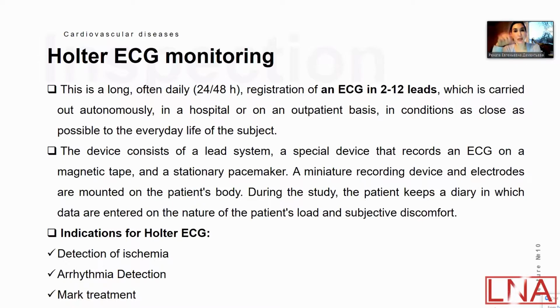Also, there is a special button, and with this button the patient can press during uncomfortable feelings, and it will be marked for you as a moment of disturbance for the patient, and you can consider this moment with the time on the ECG. So such indications for Holter ECG you have to know: detection of ischemia, arrhythmias of different types, and assessment of treatment. Sometimes you can do Holter ECG monitoring for a recurrence patient to assess the effects of your treatment and to consider the nature of your treatment.